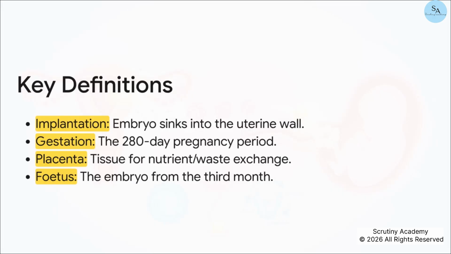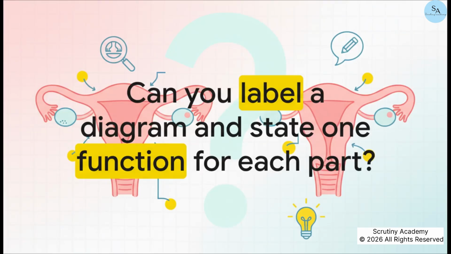And speaking of easy marks, definitions are your best friend. Examiners love asking for them, so make sure you can give a quick, clear explanation for implantation, gestation, the function of the placenta, and of course, when an embryo becomes a fetus. Knowing these cold is a guaranteed way to pick up points. Okay, to wrap this all up, here's my final tip for you. Ask yourself this: can you draw and label a diagram of the system and state one key function for each part? That is such a high-value skill for your exam. If you can master that, you're in a fantastic position to succeed. It really is incredible when you think about it. This entire complex process all begins with the journey of a single cell.